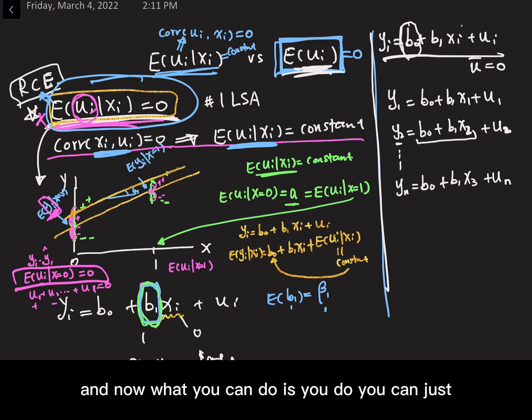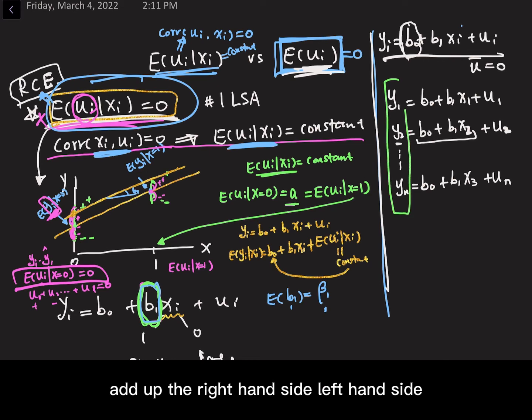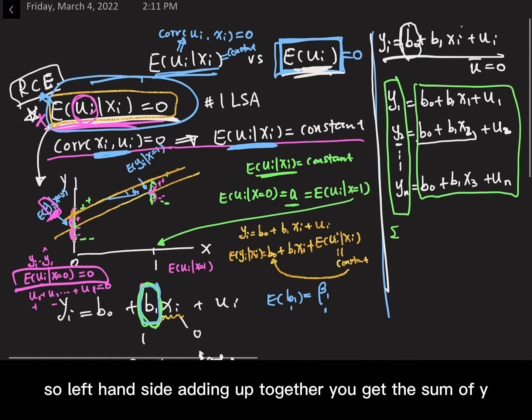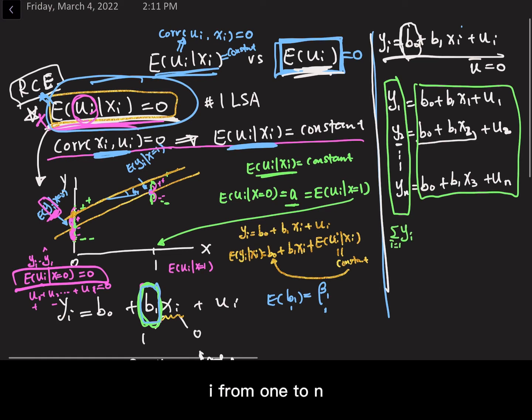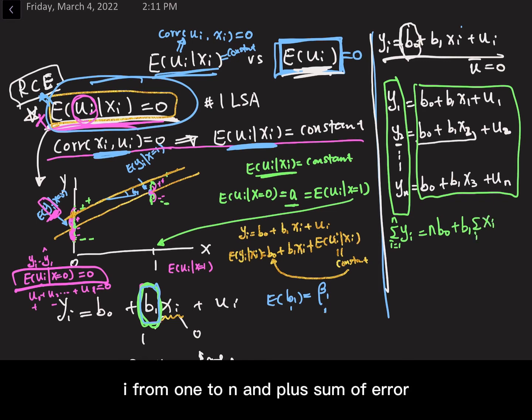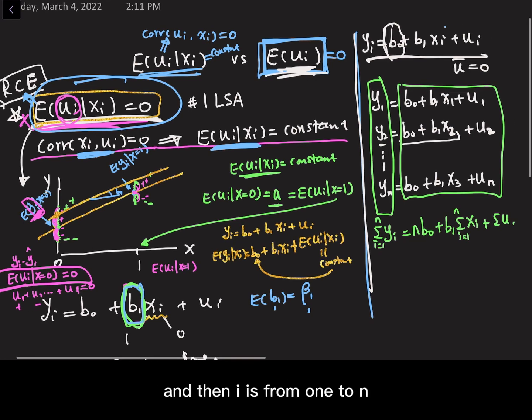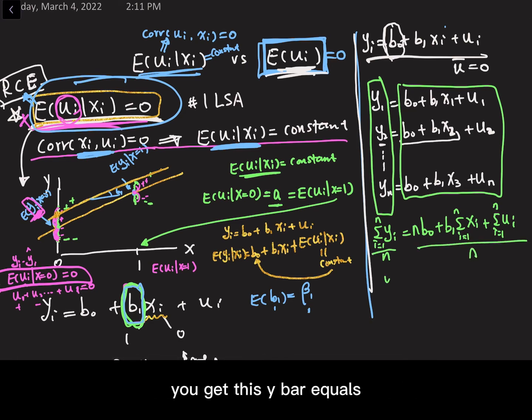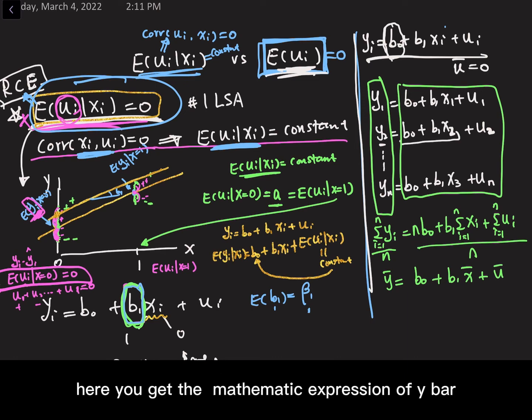Now what you can do is add up the left-hand sides and the right-hand sides to get one big equation. The left-hand side adds up to the sum of y, i from 1 to n. This equals n times b0 plus b1 times the sum of x, i from 1 to n, plus the sum of the errors, i from 1 to n. Then you divide by n on both sides. You get y bar equals b0 plus b1 x bar plus mu bar. Here you get the mathematical expression of mu bar.